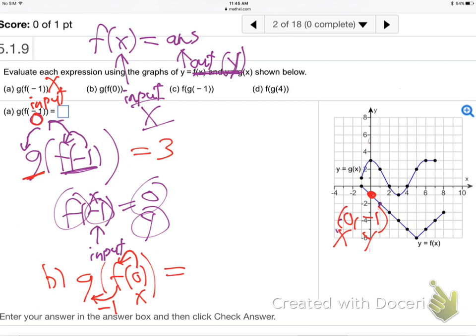Now, put -1 into the G graph. That -1 is being put into the G graph, which means it's the input, it's the X. So look at the G graph and find the point with an X coordinate of -1 on the G graph. That's right here. What's that, -1, +1? That's the X, Y for the G. So out comes +1.